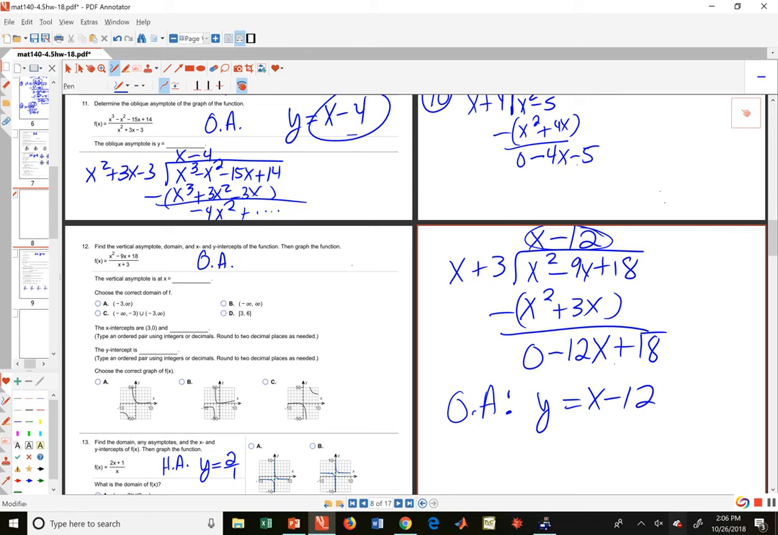That's not even mentioned, but you can kind of see the obliqueness in the graph. They didn't even ask for the oblique asymptote. Now we have a vertical asymptote at minus 3. The domain needs to leave minus 3 out. The x-intercepts, let's talk about these. While we're at it, just to round out this video, we need to know when this is 0.